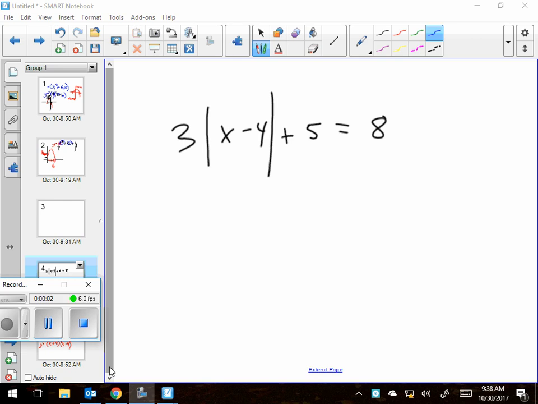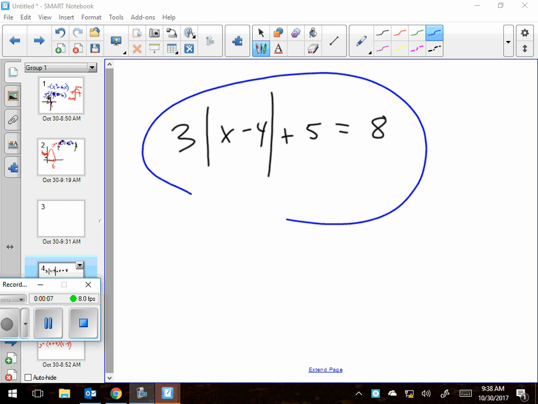Okay, today is about quadratic inequalities. First of all, is this a quadratic? No, it's not a quadratic. It's an absolute value. Okay, so you're going to have to know both.